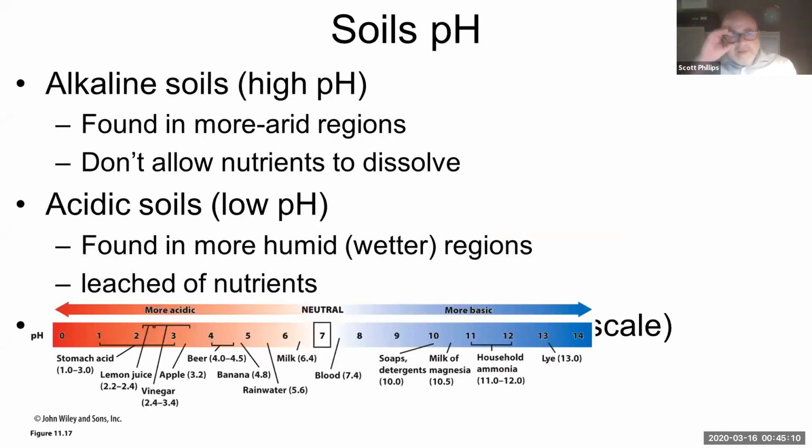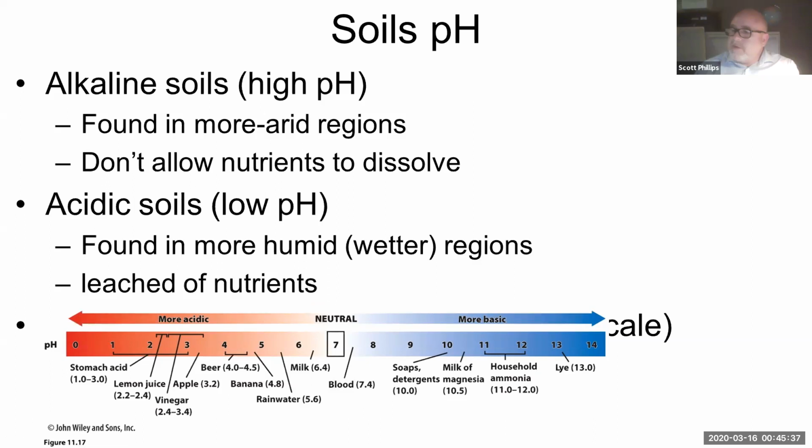Soil also has pH, or can be more acidic or more basic. So alkaline soils are more basic. They have a high pH. Neutral would be 7 on a pH scale. The lower numbers are more acidic, higher numbers are more basic. Alkaline soils are those that are more basic.